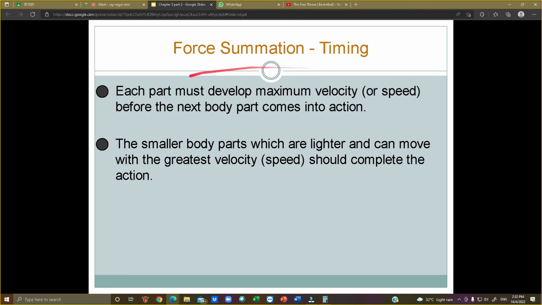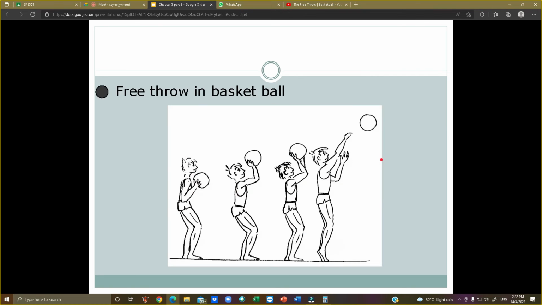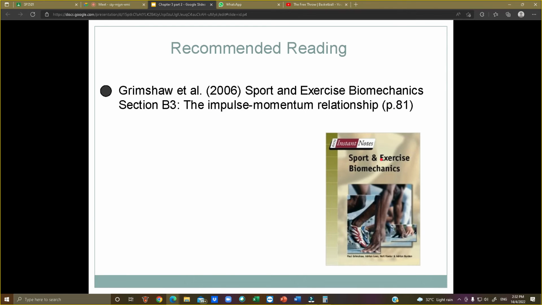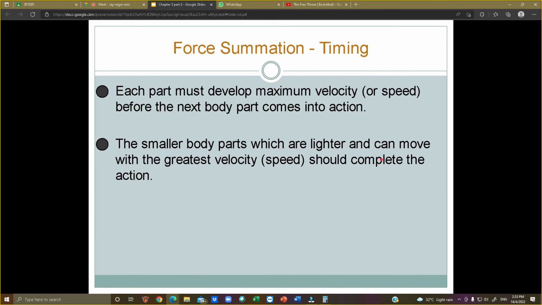Okay, ni timing. Each part must develop maximum velocity. They talk about velocity, means that movement. The more velocity you have, the more momentum. Momentum translates to impulse. Okay, the smaller body parts which are lighter and can move with the greatest velocity should complete the action. Okay, itu adalah principle of force summation. Okay, itu sahaja untuk topik kita pada minggu ini, which is regarding Newton's law, impulse, momentum, and also force summation.